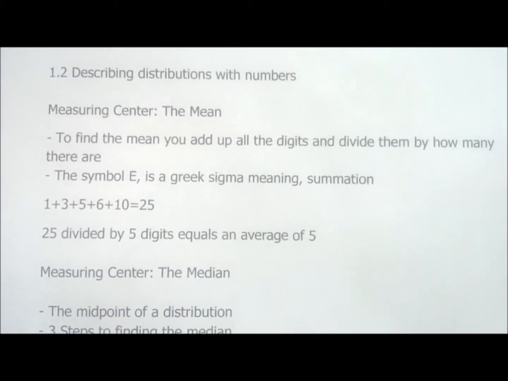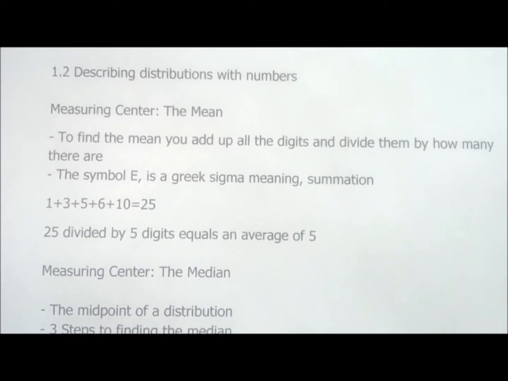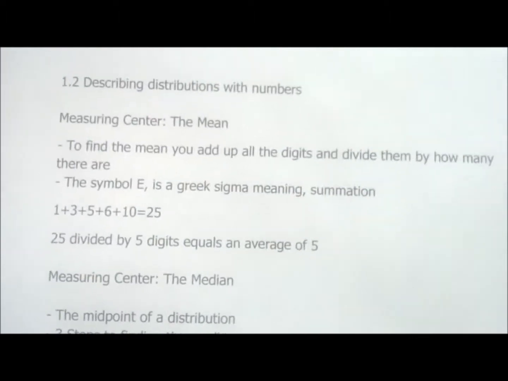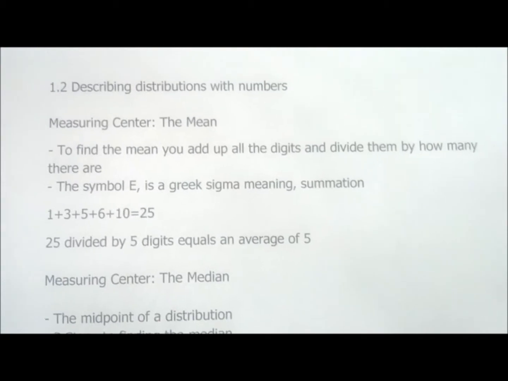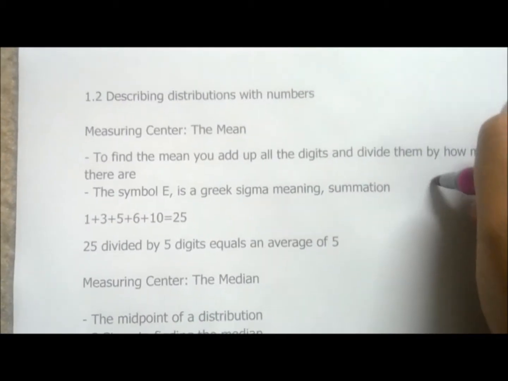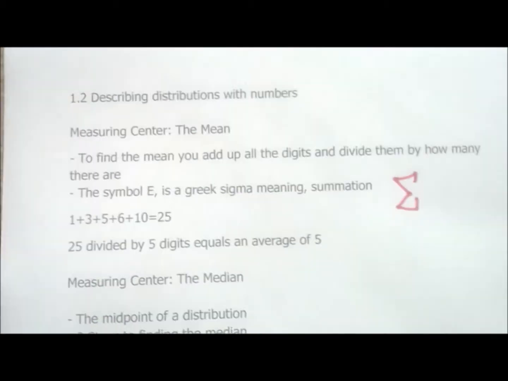First, we'll talk about the mean. To find the mean, you add up all the digits and divide them by how many there are. There's a symbol for this. It looks like an E. It's a Greek sigma, meaning summation, which is seen like this.